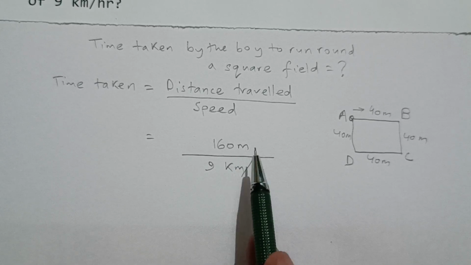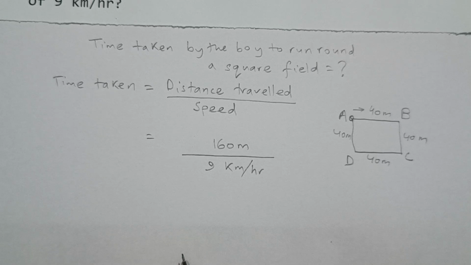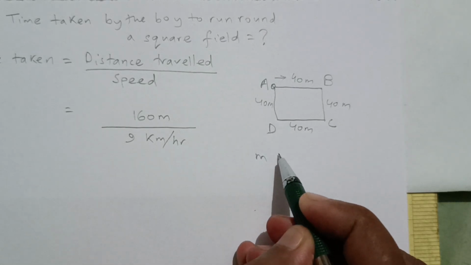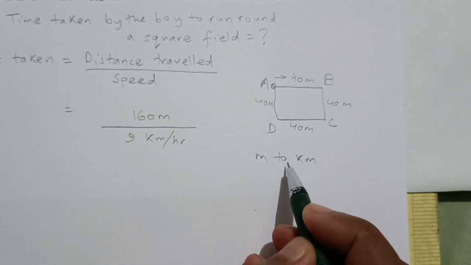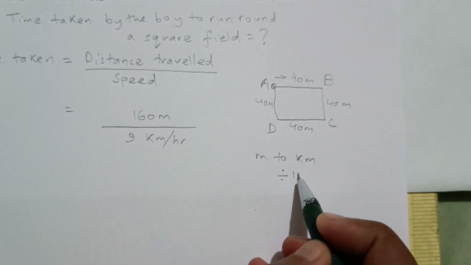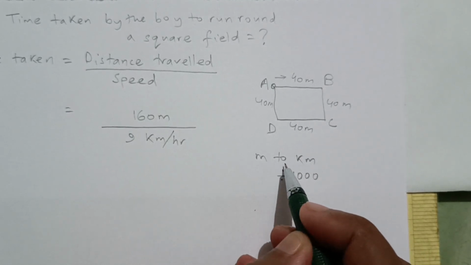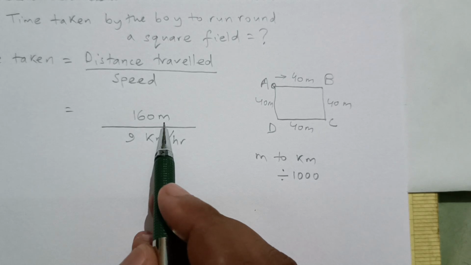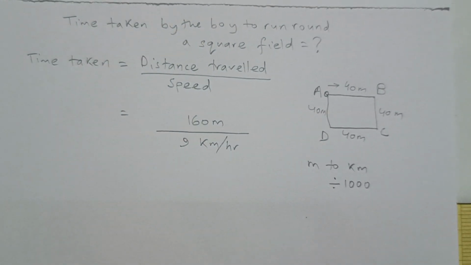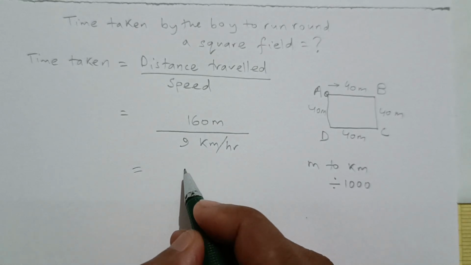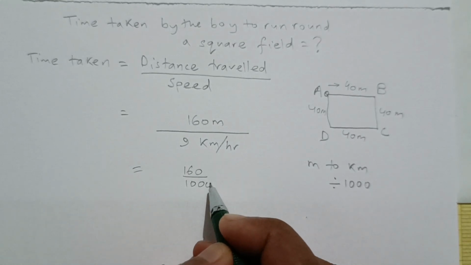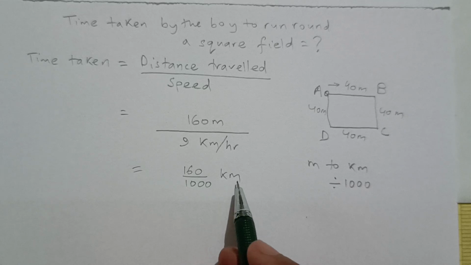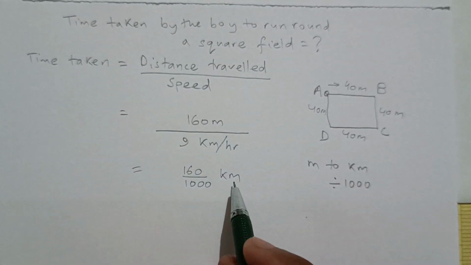So I will convert the distance traveled, which is 160 meters, into kilometers. So how to convert meters to kilometers? In order to convert meter to kilometer, we have to divide by 1000. So 160 meters, if I have to convert this into kilometers, I will have to divide it by 1000. So 160 meters is 160 divided by 1000 kilometer. So now this unit will become kilometer.